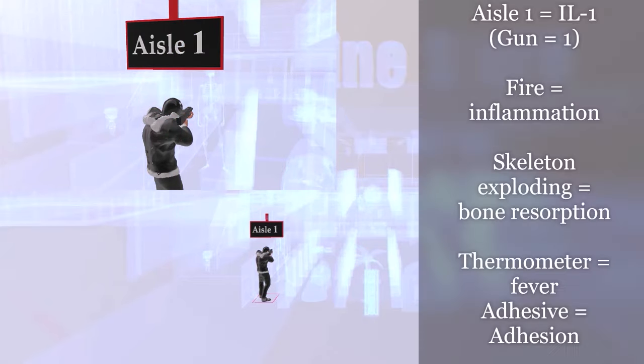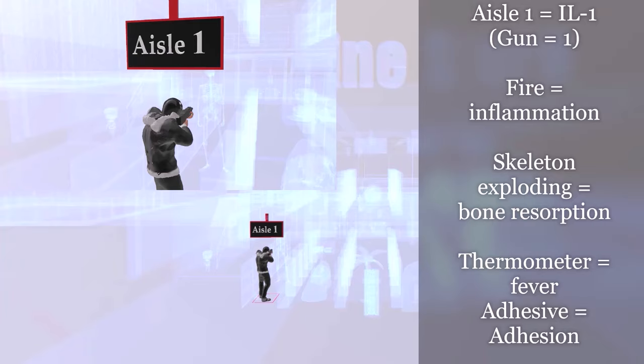So in aisle 1, I saw a man with a gun, and every time he would shoot, fire would come out of his gun. The gun reminded me of 1. Gun for 1, and the fire of the inflammation, which reminded me that cytokine 1 stimulates inflammation, and it does this by promoting vasodilation and capillary permeability.